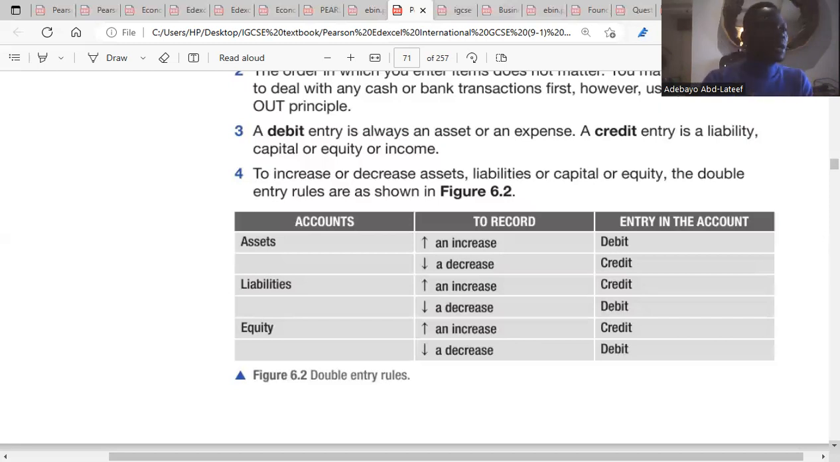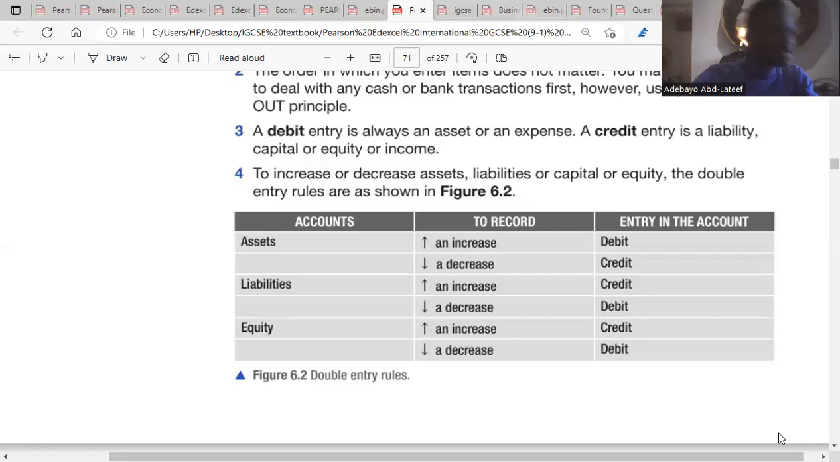So to increase your equity or capital, it has to be credit. Yes. Then to decrease it, it has to be what? Debit. Because at that point in time, you are paying back the owner of the business or you are paying back those investors. Any question about that? I think it's clear.